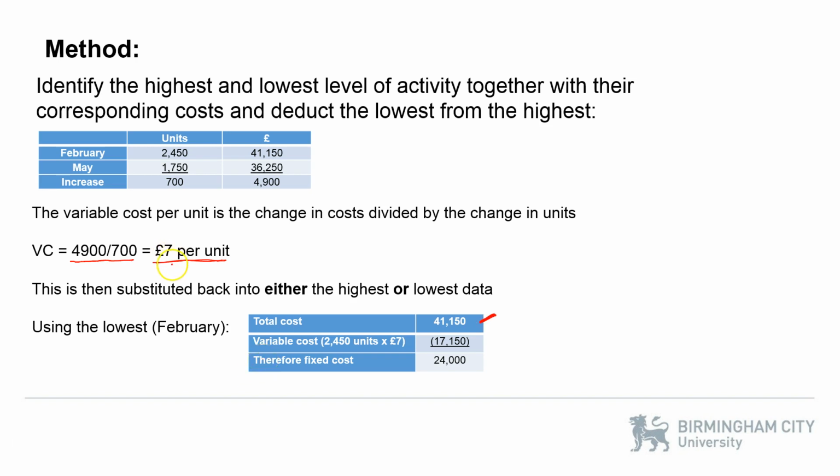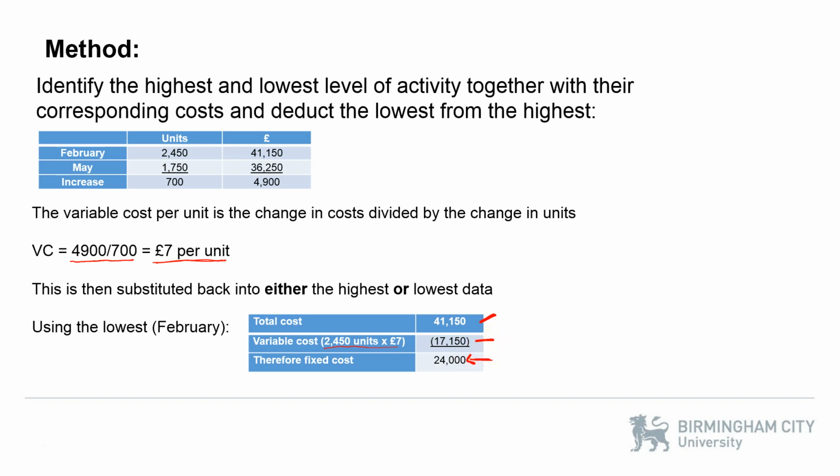We know the variable cost is £7 a unit. So for 2,450 units, which is the February activity, our variable cost would be 2,450 times 7, which gives us this 17,150. The difference, therefore, is the fixed cost of 24,000. So there is our fixed cost.